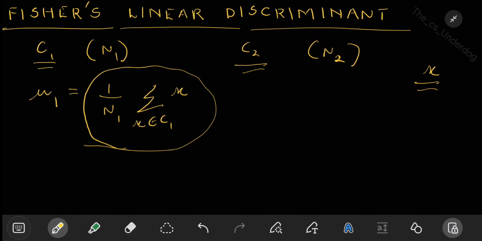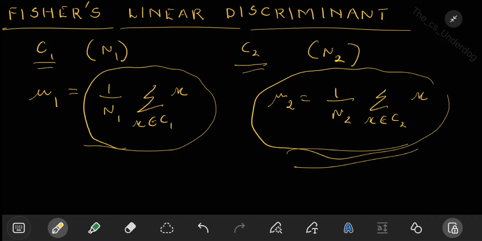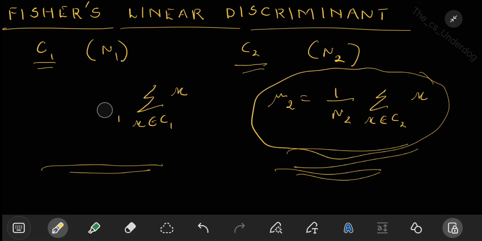The same thing you will do for class 2. You will have mean 2, that is 1 by n2 into sigma x element of C2 x. So basically you are adding up all the points in that class and dividing it by the total number of points. So this will give you the mean. So you have mean of class 1, mean of class 2. We'll use this in the derivation.